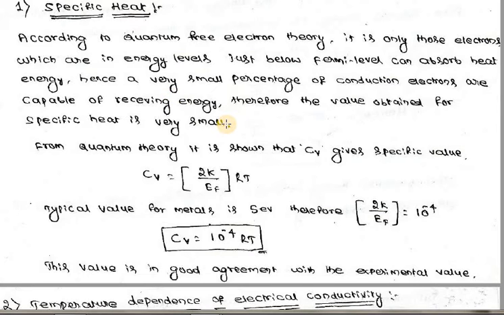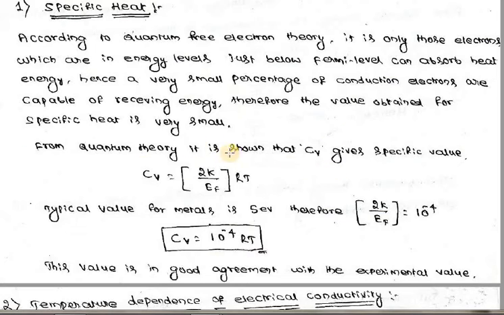You know, Fermi energy is the highest occupied level at absolute 0 Kelvin temperature, below which all the energy levels are completely filled, and above which all the energy levels are completely empty. So only those electrons just below the Fermi level will absorb the energy. That means only a small percentage of conduction electrons, the outermost electrons, will absorb the heat energy. So the value of specific heat will be very small. That is explained by the quantum theory.